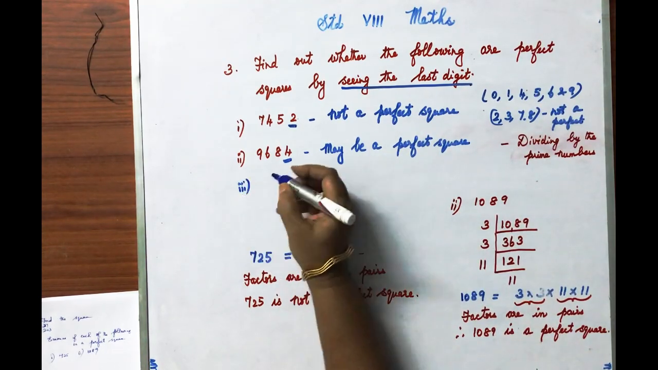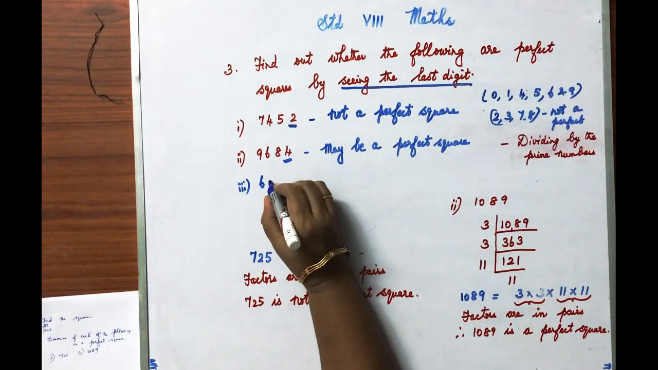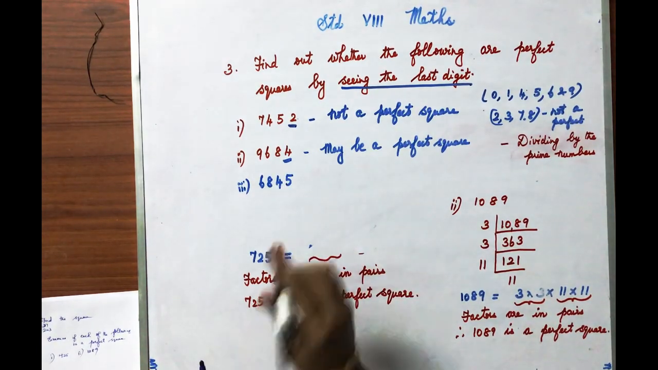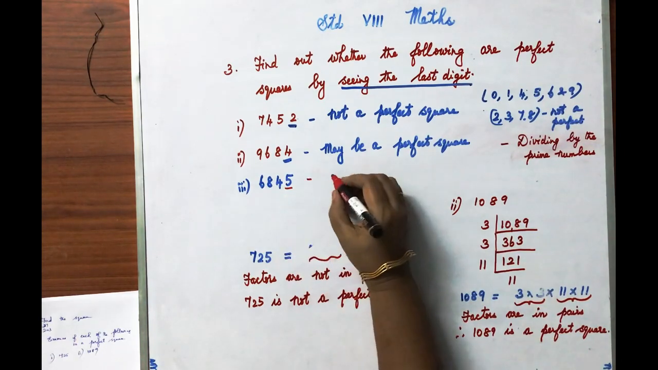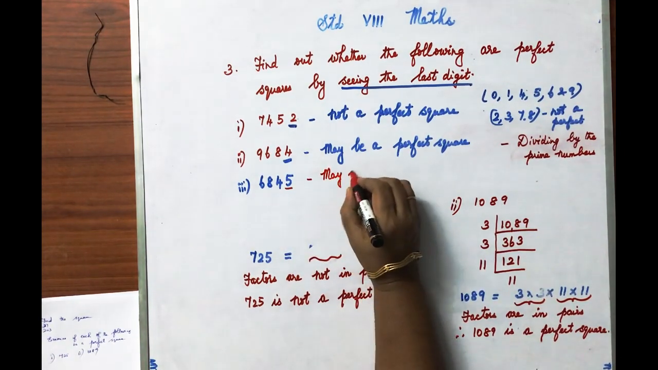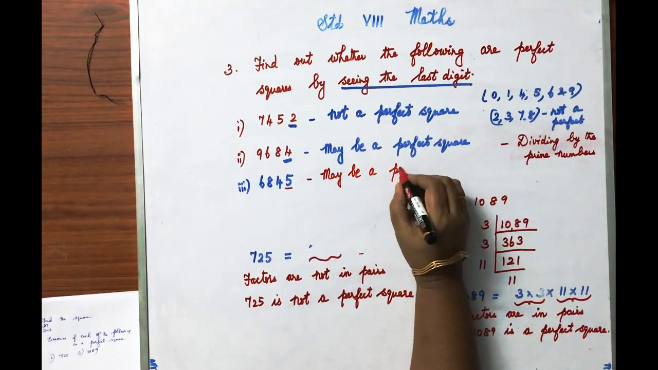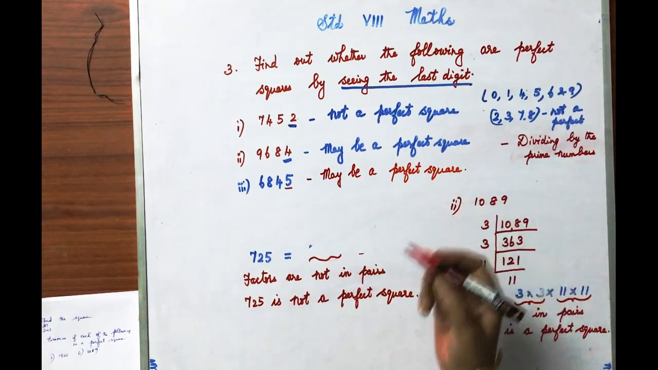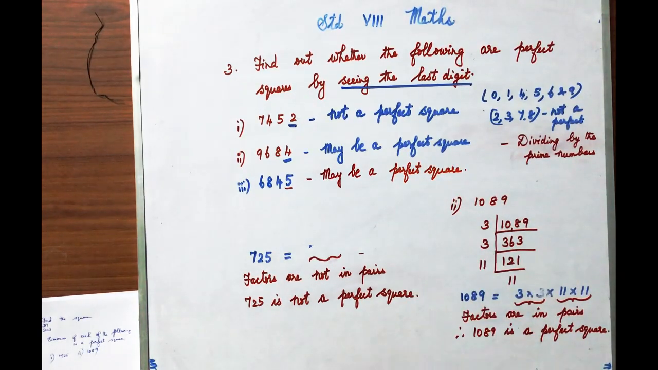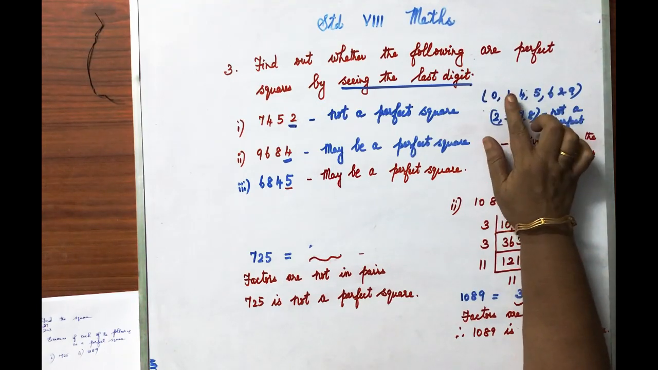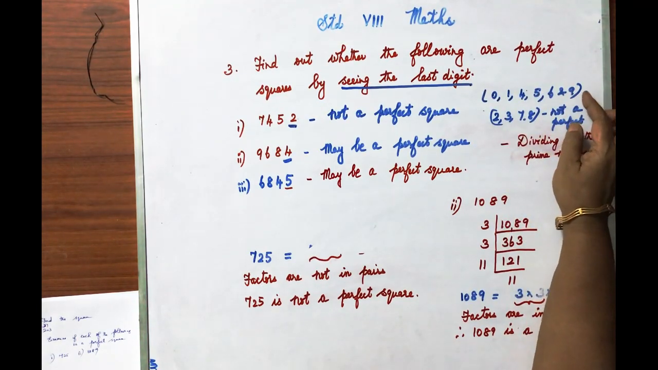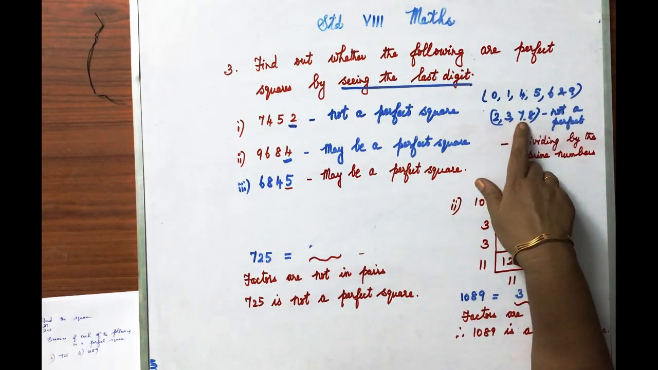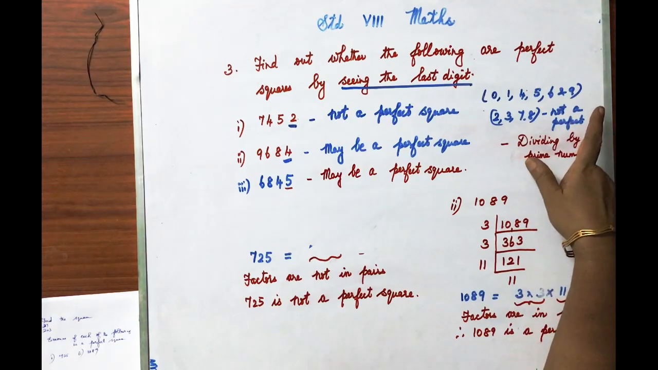Now the third sum is 6845. So here what is the last digit? That is 5. So it can be a perfect square or it may be a perfect square. If you are asked to find out by seeing the last digit, you should remember these numbers. If the last digit is 0, 1, 4, 5, 6 and 9, the number can be a perfect square. But if you have 2, 3, 7 or 8, it cannot be a perfect square.